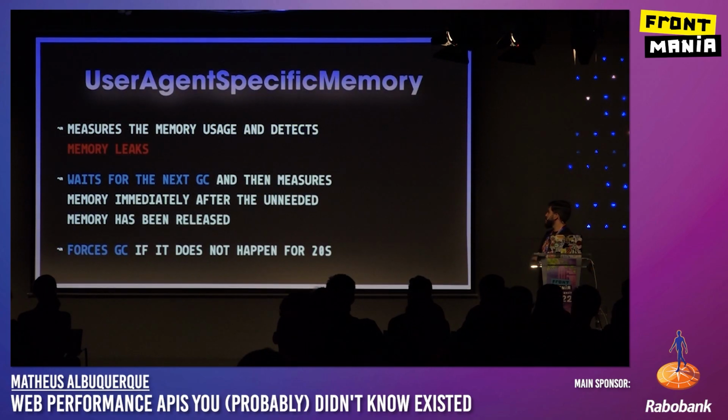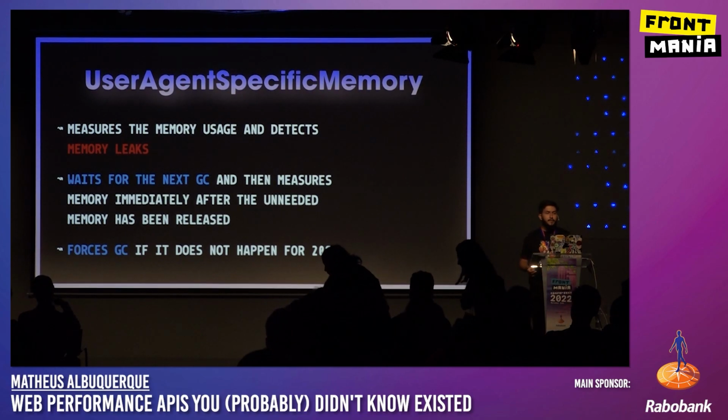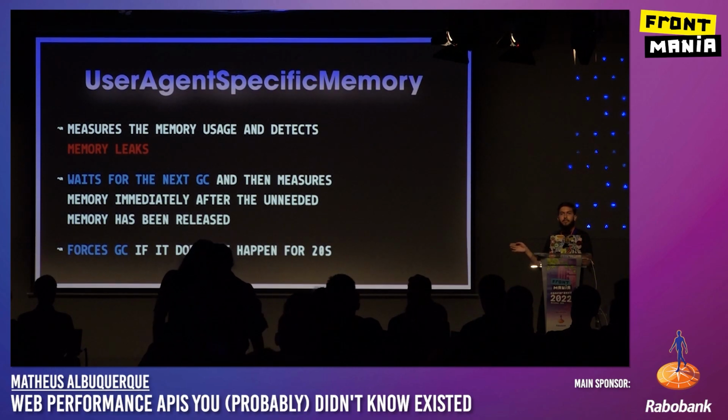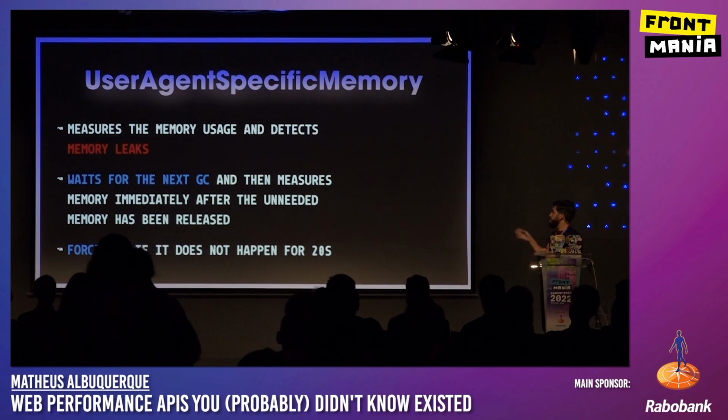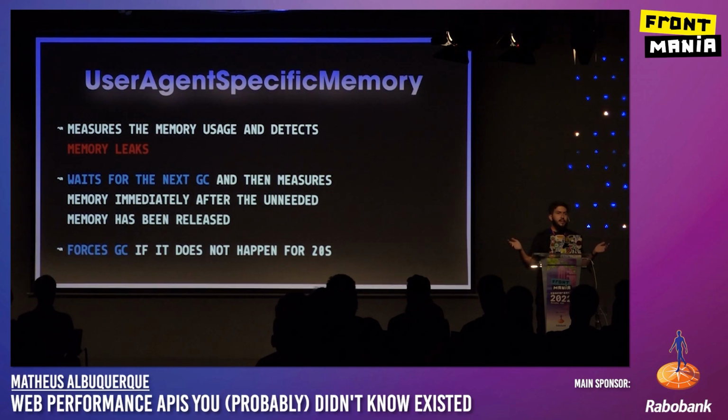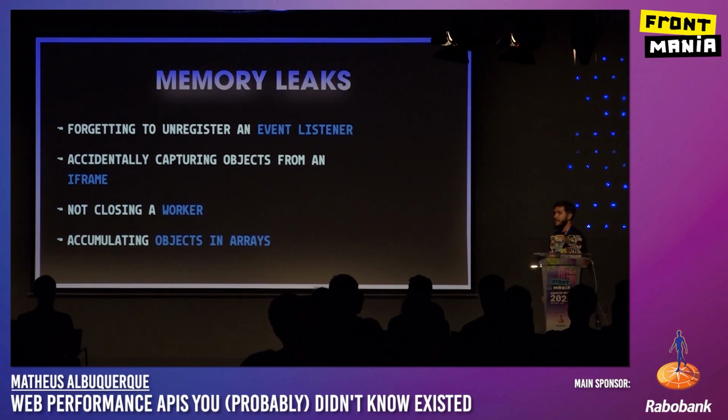And the last one is the user agent specific memory. So this one, if you heard about the JavaScript API before, this is kind of an improved version, and this is made so that you can track memory leaks. And it works by waiting for the garbage collection cycles of the browser, and if the garbage collection doesn't happen, then it forces it. And I love this one because we tend to overlook memory leaks in the browser.